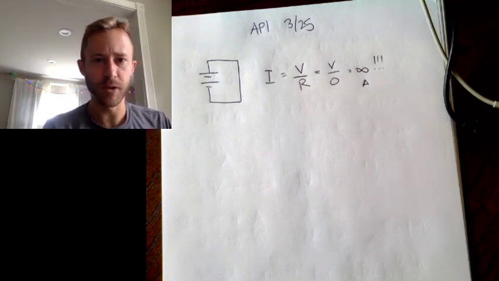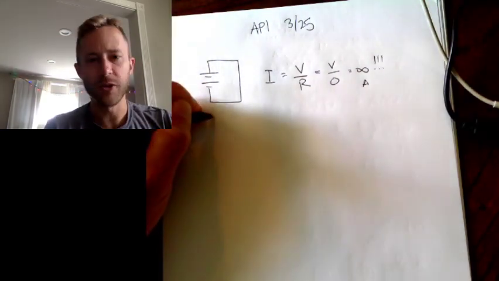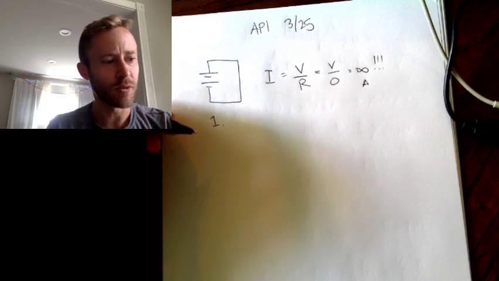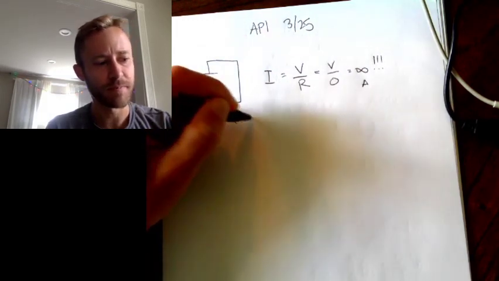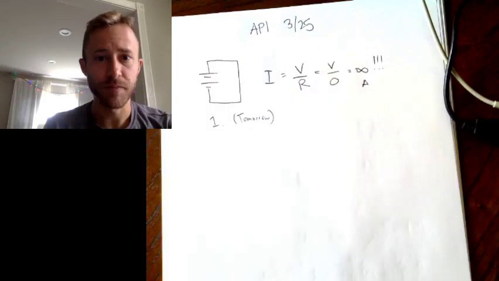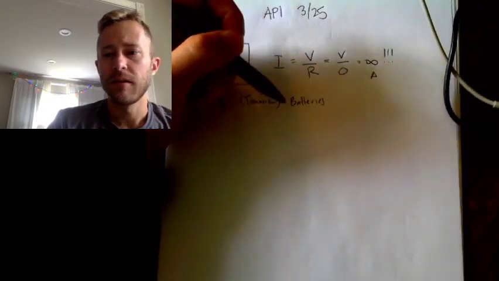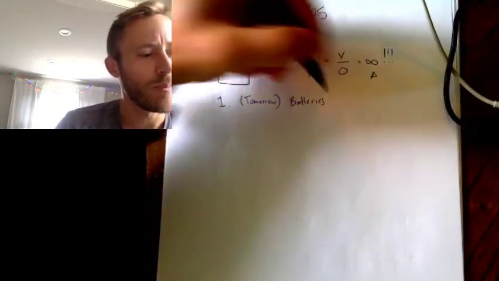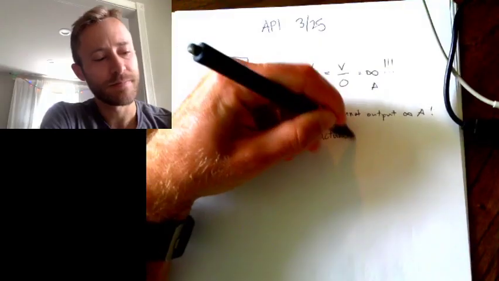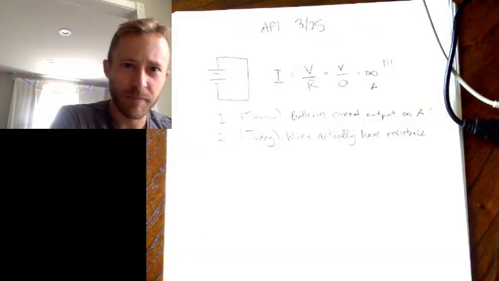What's going on here? Well, there's actually two issues with this calculation. The first issue, which is the one that we're going to talk about tomorrow, is that batteries aren't perfect. The first issue for today is that wires are not perfect.